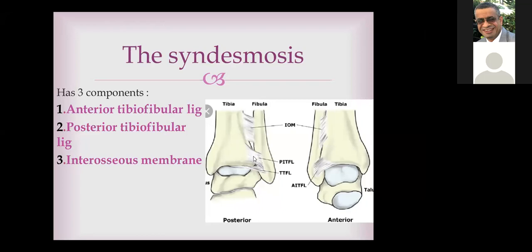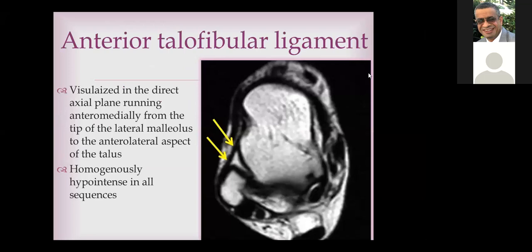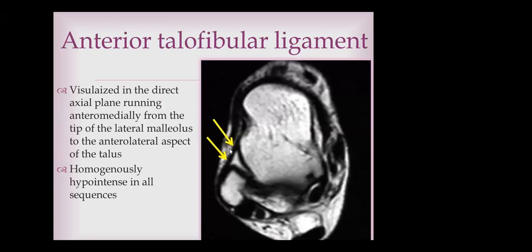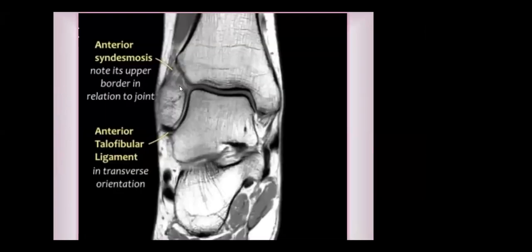So the anterior tibiofibular and posterior tibiofibular are not part of the lateral collateral ligament. This is an axial section MRI showing the anterior talofibular ligament, which is hypointense in all sequences. This coronal section shows both the anterior tibiofibular, which is part of syndesmosis, and the anterior talofibular ligament.